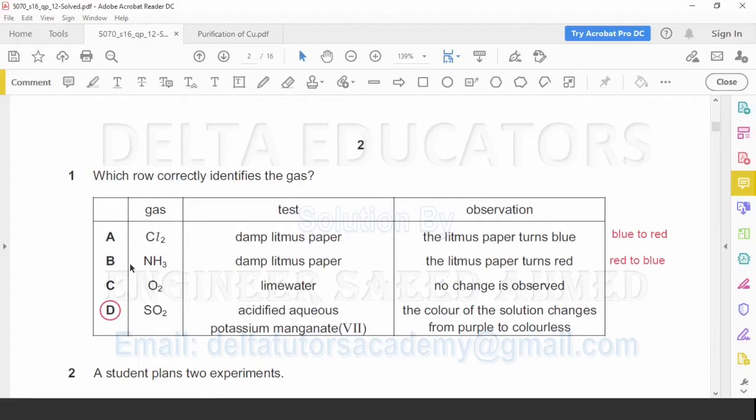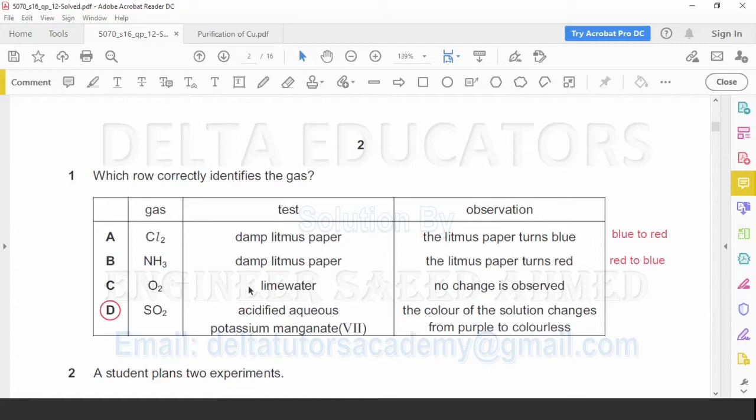Option C. Gas is given oxygen, test lime water, and observation no change is observed. Lime water is not used to identify oxygen gas. Lime water is used for identification of carbon dioxide, so C is also incorrect.